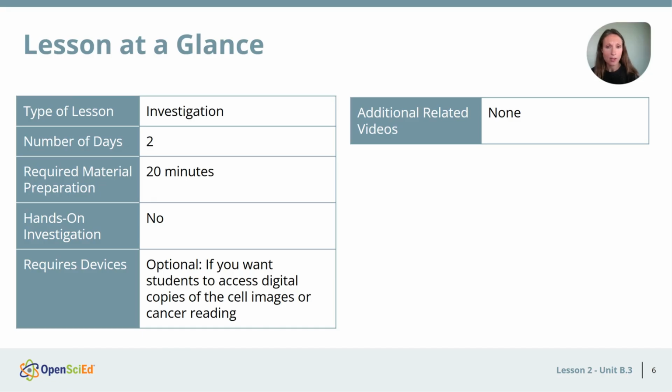Lesson 2 takes 2 class periods. It involves investigating images of non-cancerous and cancerous cells, and then reading about cancer. The 20 minutes of material preparation listed here is to prepare copies of handouts. Students do not need to use their individual devices unless you would like them to investigate digital copies of the cell images or access a digital copy of the reading.